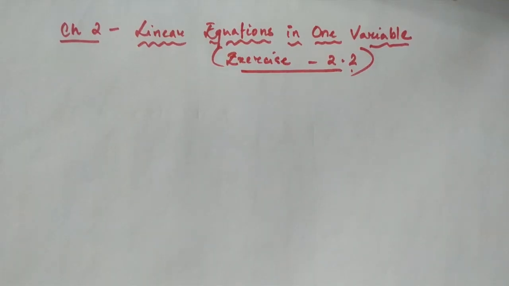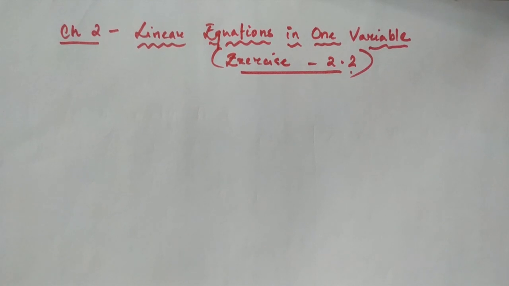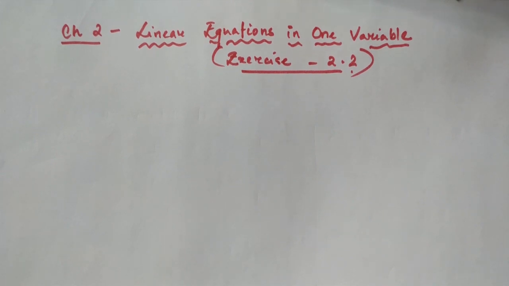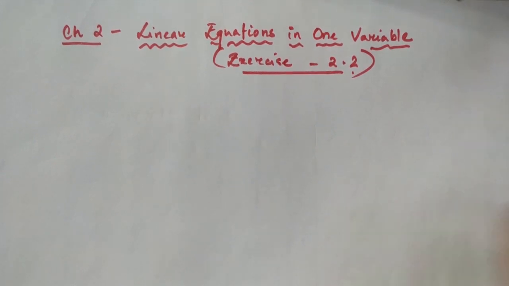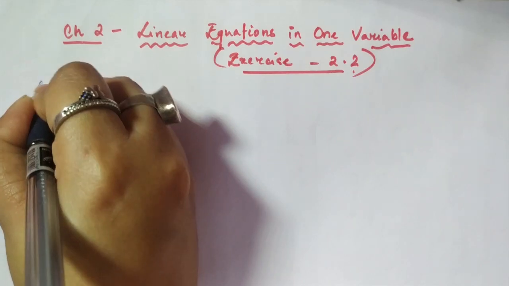Hello students. Today we will be starting with the remaining questions of exercise 2.2 of the chapter linear equations in one variable. So today we will start with question number 6.